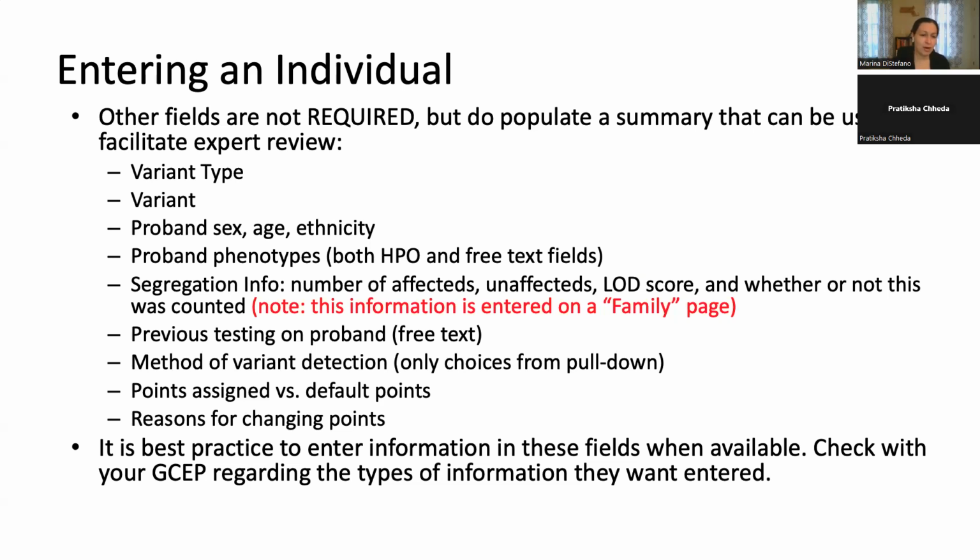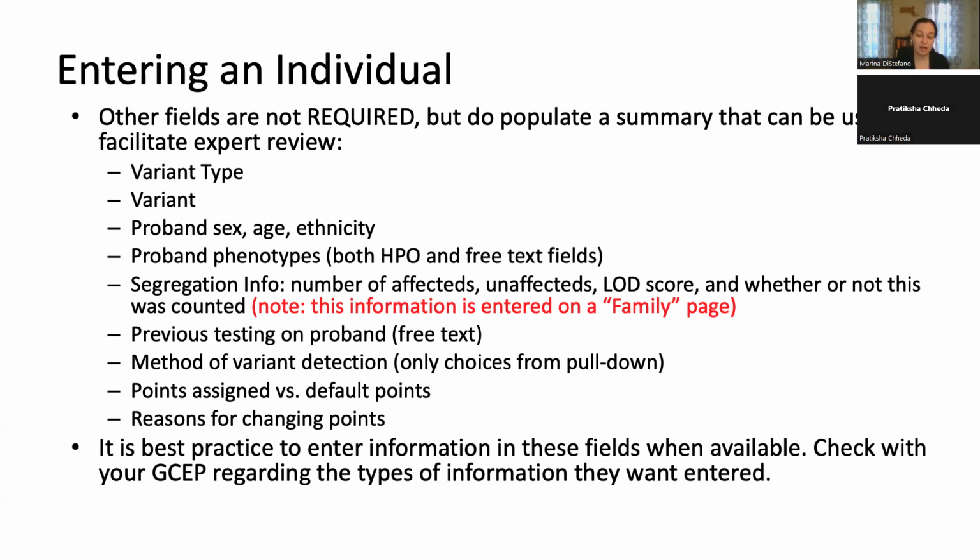For the pieces of information that are not required, the variant type and the variant are technically not required, but if you want to score an individual, you need to include the variant and the variant type. You can also include the age and ethnicity, and then proband phenotypes. There's a free text field or an HPO field. I think most GCEPs do suggest that you use HPO terms for granularity. Segregation information is the number of affecteds and unaffecteds. If there's a published LOD score, there's a location for that.